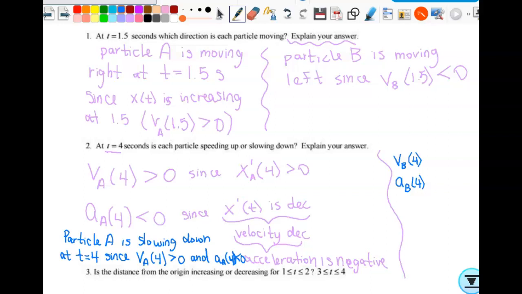So velocity is positive because it's above the x-axis. Slope is positive because it's increasing. So both positive. Now process that. Think about it again. All right, where are we at? The velocity is increasing, so the acceleration is positive.